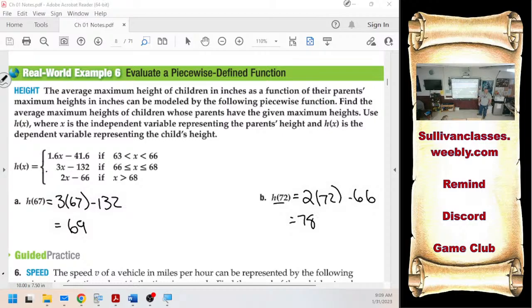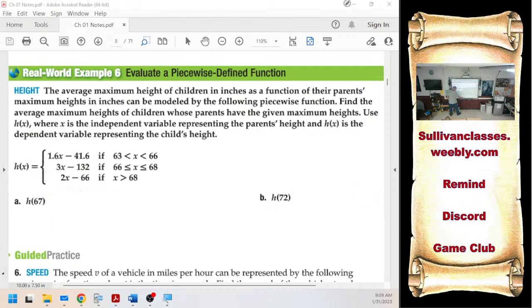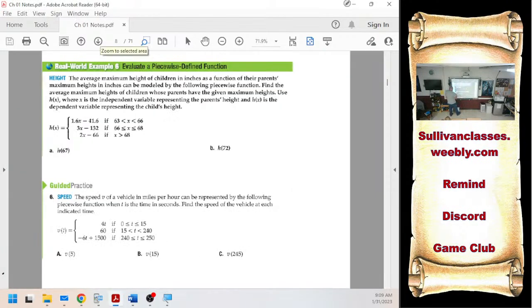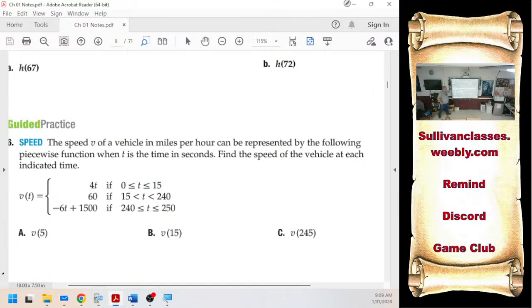That's it. That's what a piecewise function is. It just tells you which areas you're going to do that. Now, we're going to talk more about graphing them in a later section. Right now, it's just evaluating the functions. Okay? So, down here. The speed can be represented by the following piecewise function, where t is time in seconds. Find the speed of the vehicle at each indicated time. You decide which of those rules your input fits, plug it in, and evaluate at that part of the rule.